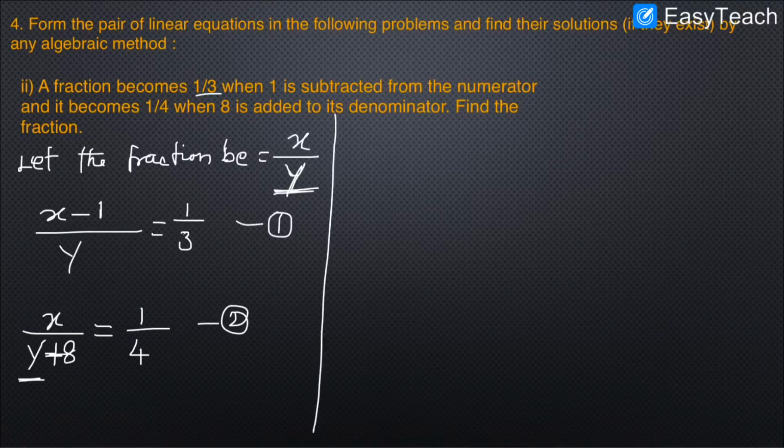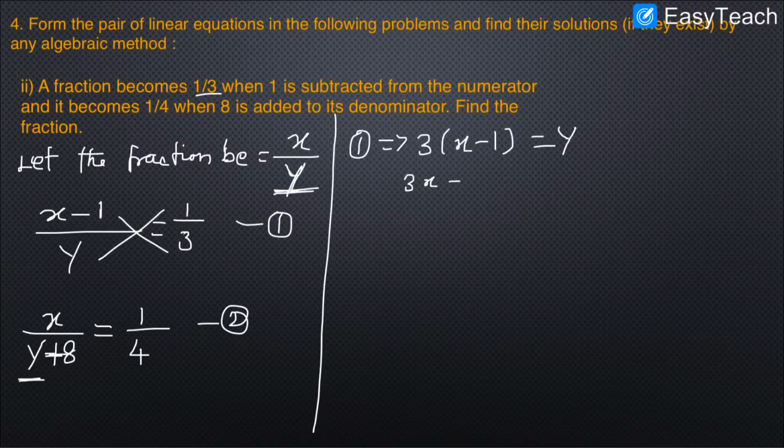Let's reduce it. So the first equation will become, I do the cross multiplication, which is 3 into x minus 1 equals y. So 3x minus 3 equals y. This is our first equation.